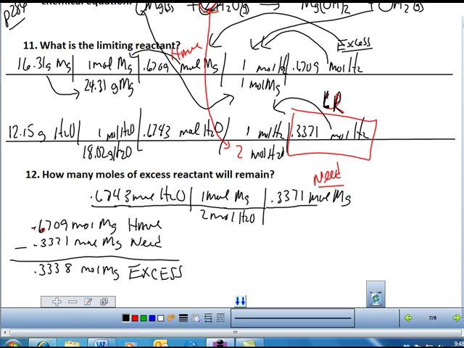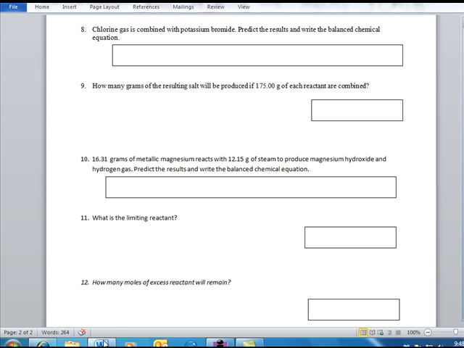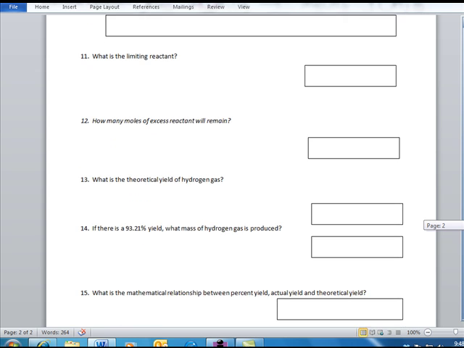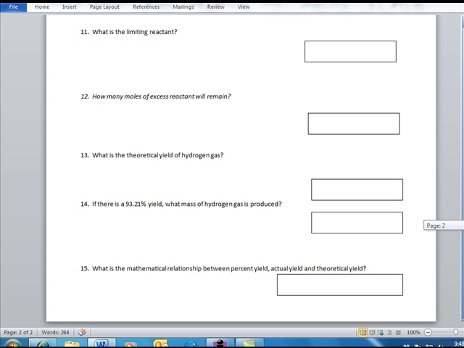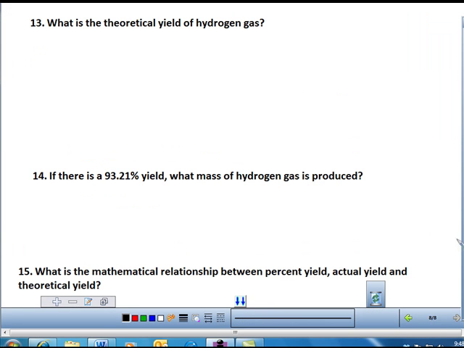Okay, so let's go to question number 13. I think it still relates to this question. That's 12, how many moles of excess? And number 13 says, what is the theoretical yield of hydrogen gas? Does everybody understand theoretical yield? Okay.